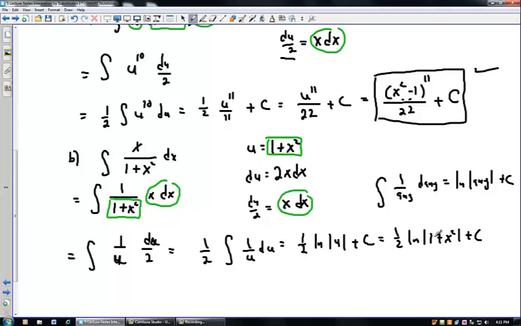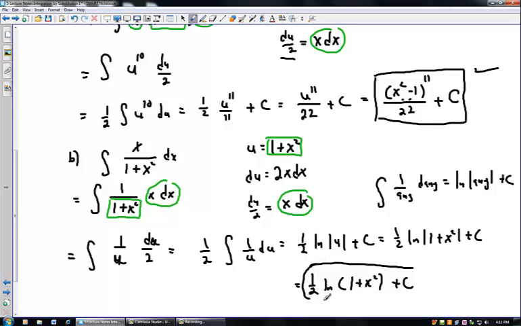And you can even drop off the absolute value signs because 1 plus x squared is always what? So think about this. I don't need absolute value signs because if you square something, it's going to be not negative but positive, and if you add 1 to it, it's still going to be positive, so you don't need absolute value signs. They're redundant. So I have ln of 1 plus x squared there, then all plus c.